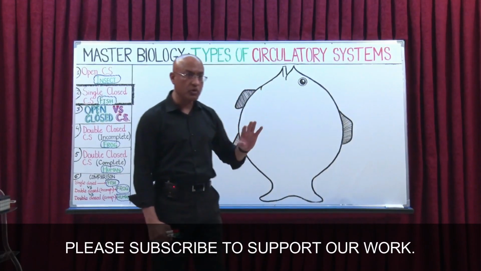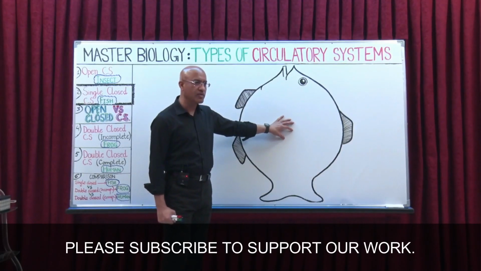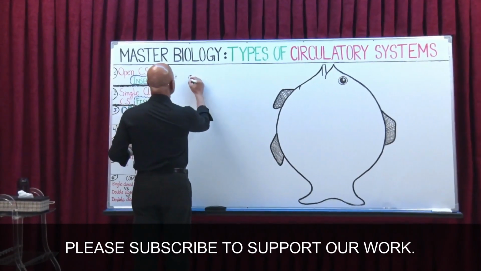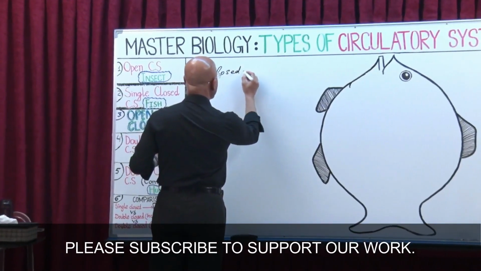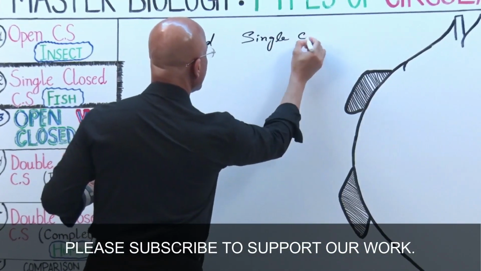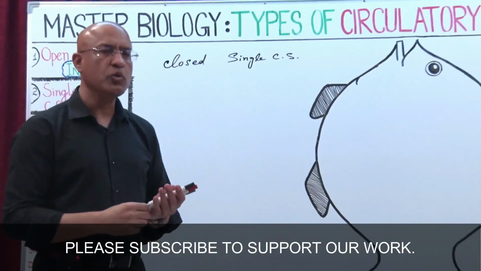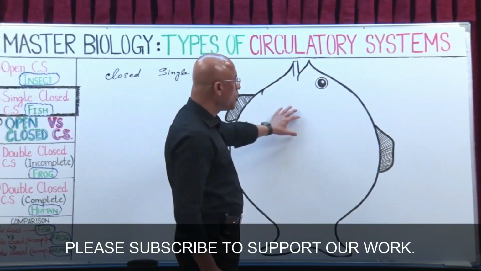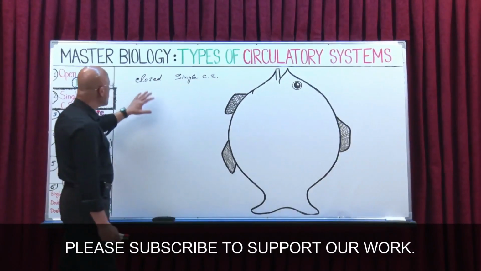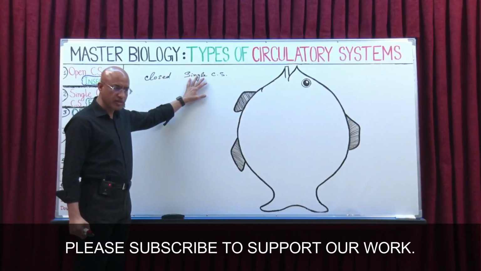Again, I will repeat, we are going to talk about circulatory system of fish as a classical example of closed circulatory system and single circulatory system. We say that this is closed, single circulatory system in the fish. Now, before I go into detail of the whole circulatory pattern inside the fish, I would love to mention what is really meant by closed circulatory system and what is really meant by single circulatory system.